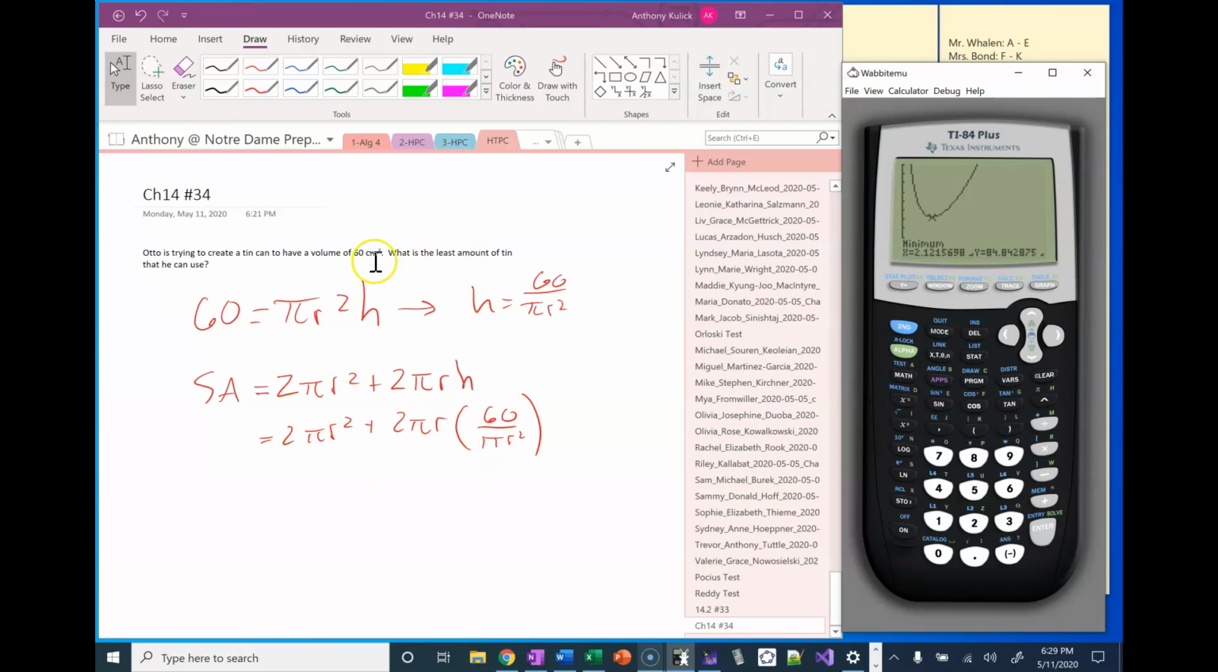I don't care about the dimensions. It says what is the least amount of tin. That's the surface area. So the value I want is actually the y coordinate. So 84.84. And that's it. Hope that helps.